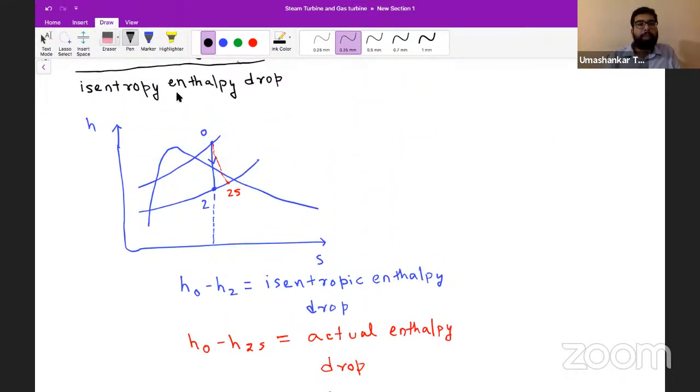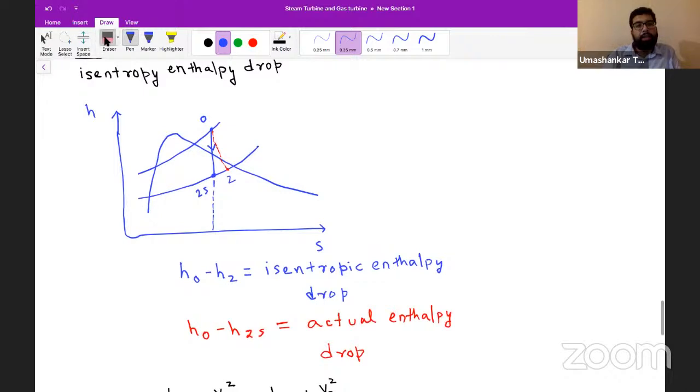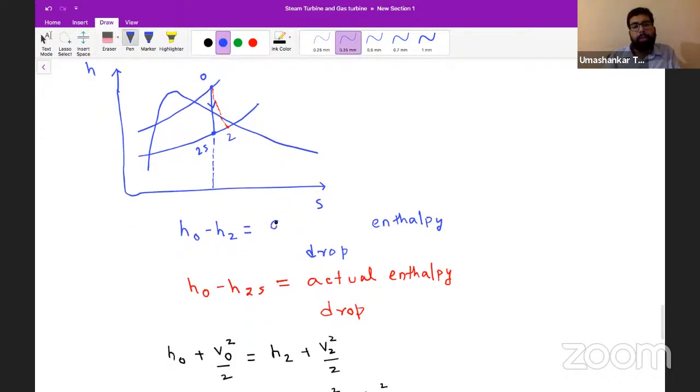So I have represented 2s here. Okay, sorry, so just shift it, no problem. We are calling 2s as isentropic, because 2s generally represents the isentropic drop, because we have put isentropic there. So let me make it actual and let me make it isentropic. Is that clear now? Okay.